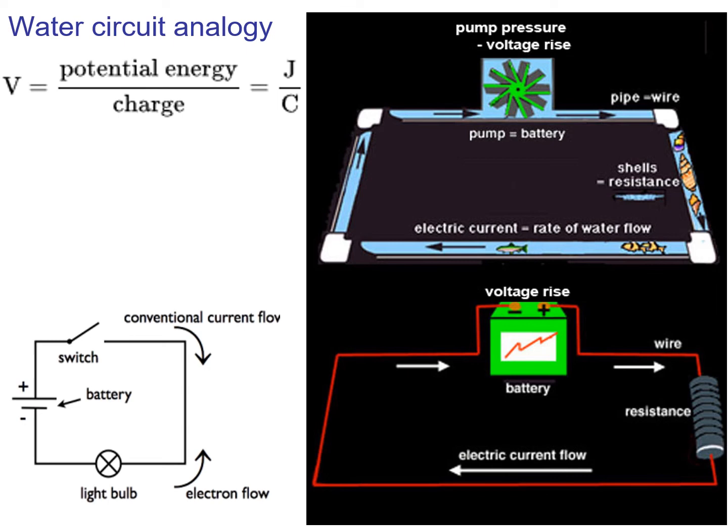For example, let's say you have an aquarium, a fish tank, right? And the water is kept in constant motion through a pump. So the pump is what provides the energy, the driving force for the water to move. That would be the electrical battery.